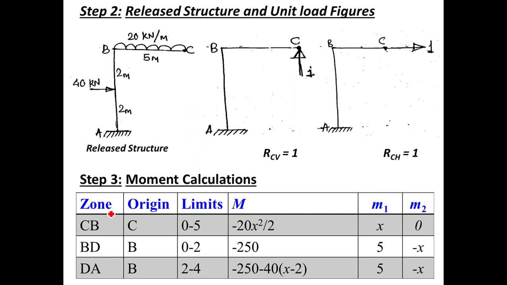Zone means the span where your loading conditions are the same. If your loading conditions change, your zone will change. Okay. Now in the portal frame, since support A is fixed, we will start to move from support C. Point C. We'll start from point C.